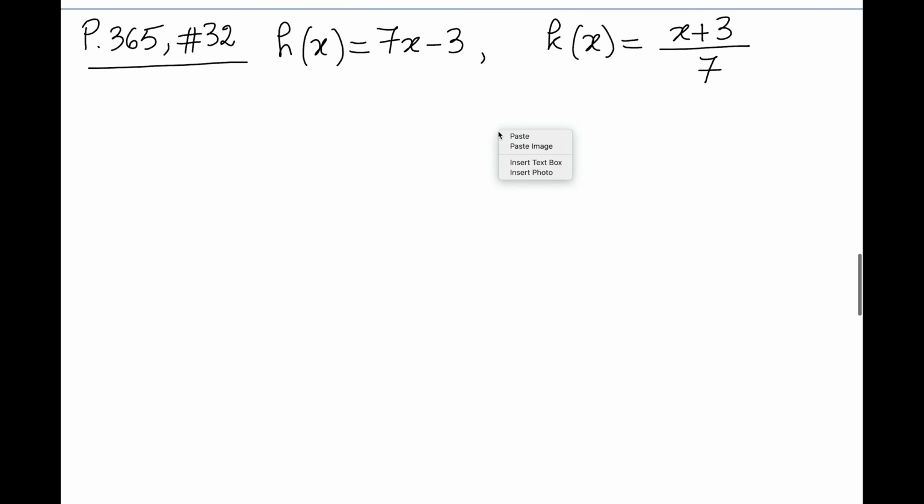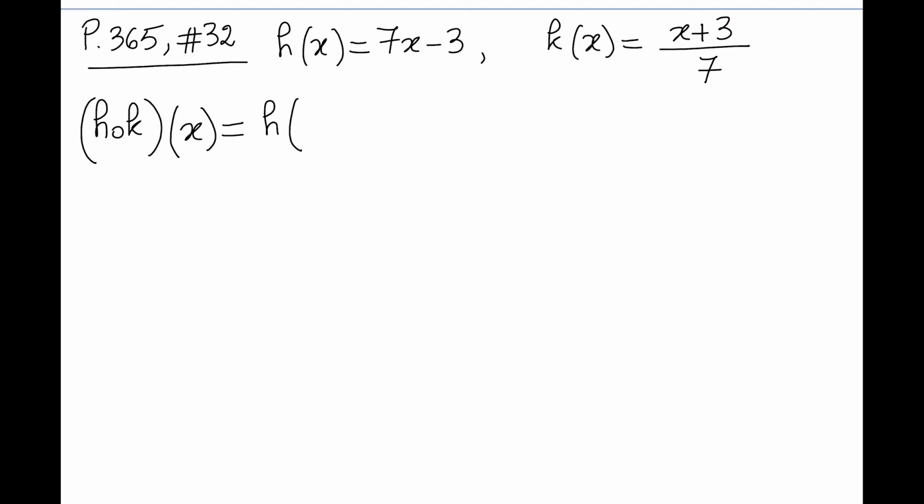Well, let's compose them in this order this time. H composed with K: K acts first, and then that action is followed by the action of H. Well, this is the same as H of K of x. Let me write K of x. So H of K of x, which is H of (x plus 3) over 7.